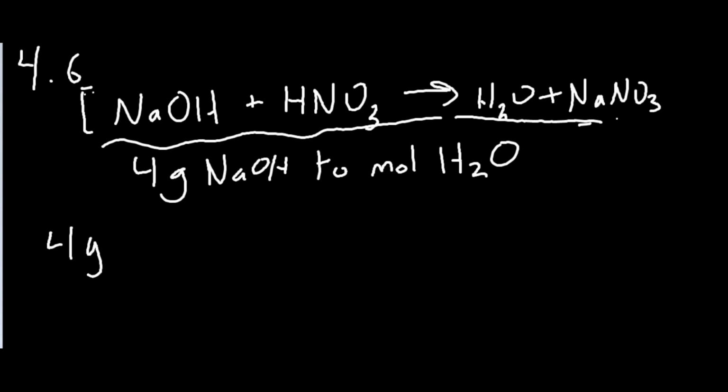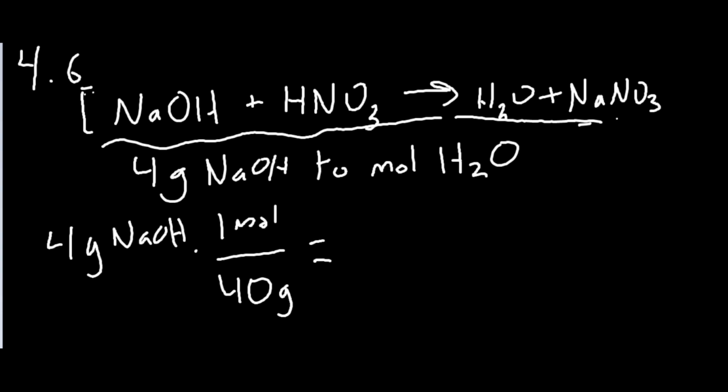So we're going to have to convert to moles. And we already know how to do that, but I will demonstrate it. The molar mass of NaOH is 40 grams. And that's going to give you, I have my calculator, 0.1 moles NaOH. Now that we're in the correct units, we have to convert to water.